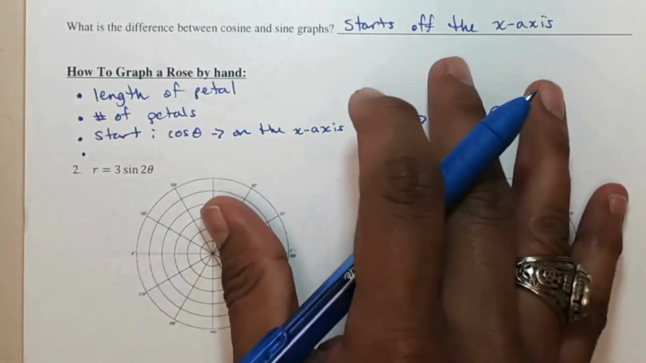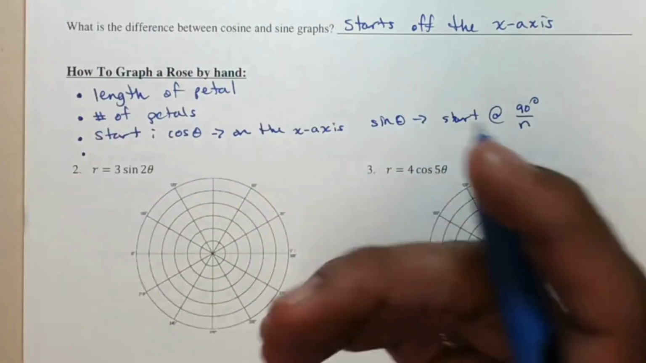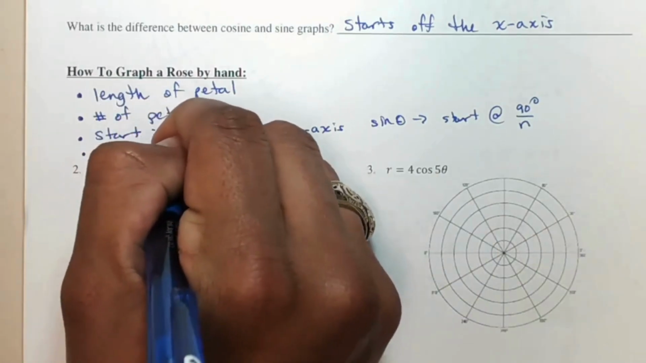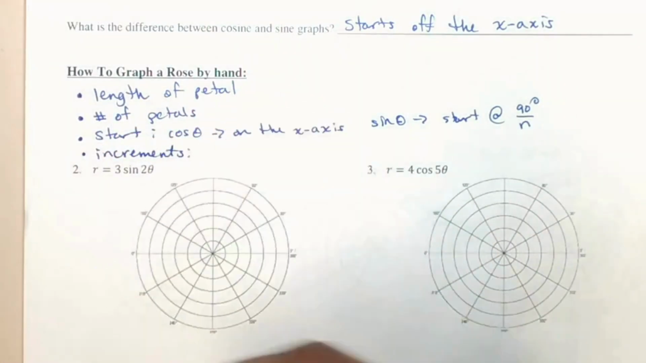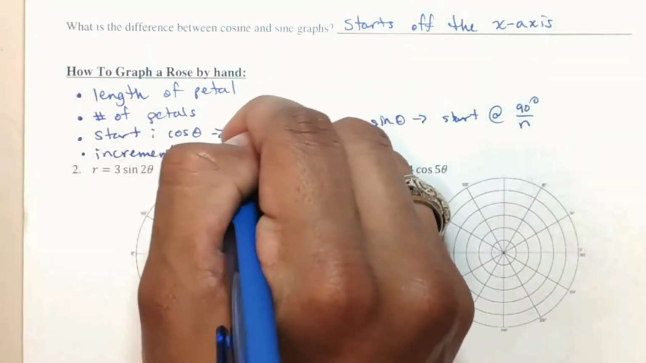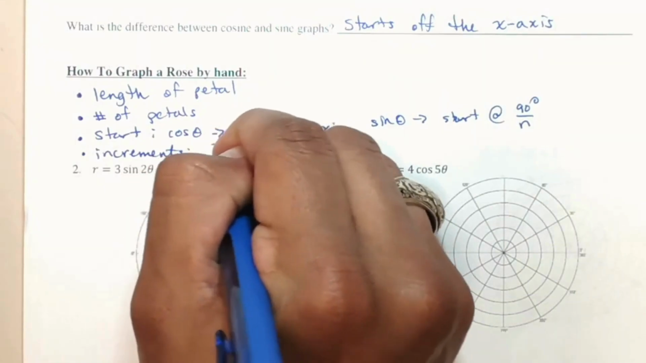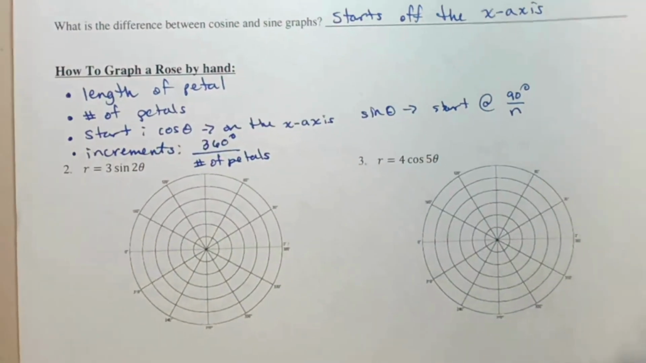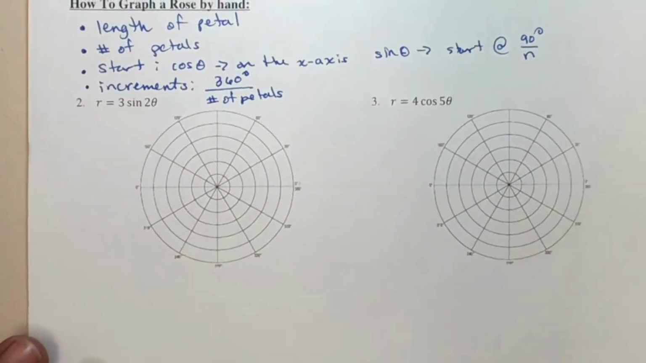And kind of like our sine and cosine graphs, when we did all that, we need increments. Well, our increments are going to be based on a full circle divided by how many petals we have. So we're going to do 360 divided by the number of petals. And again, depending on if n is even or odd, that changes the number of petals. It's not always going to be n.